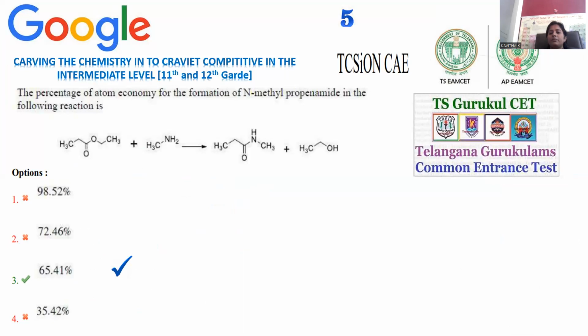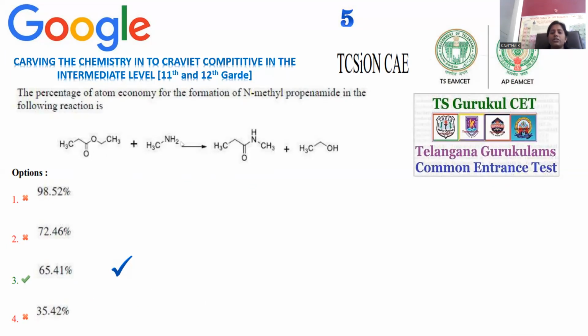Move on to question number 5, Telangana Gurukulam Degree College lecturer entrance examination. The question was collected: the percentage of atom economy for the formation of N-methyl propanamide in the following reaction. This is the ester. We can say what ester it will be: 1, 2, 3, ethyl propanoate. This is ethyl propionate and is treated with methylamine. It is the primary amine.